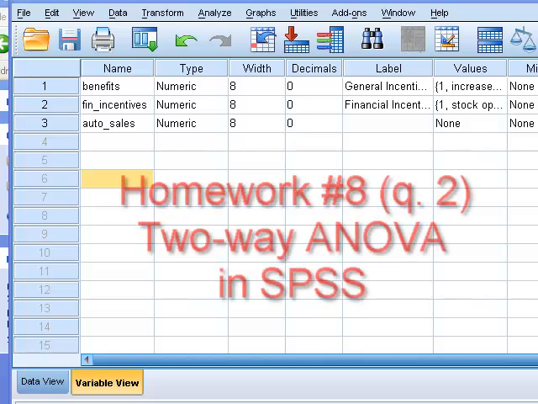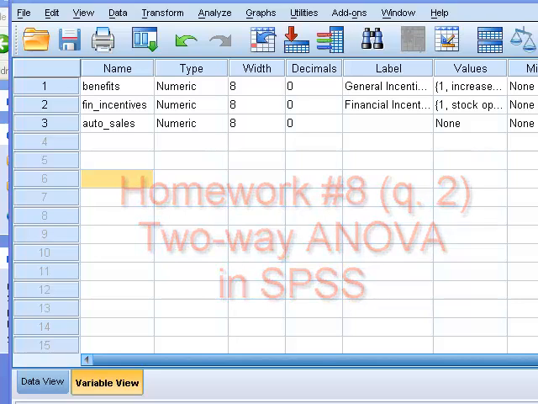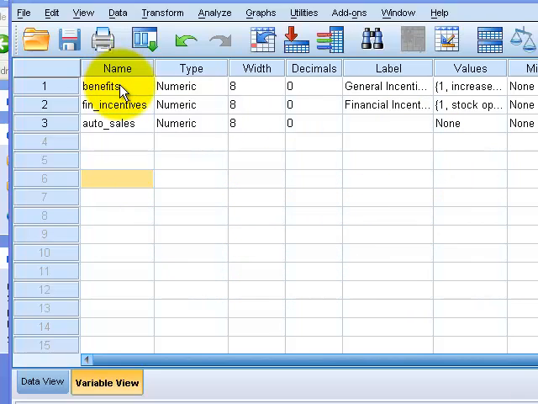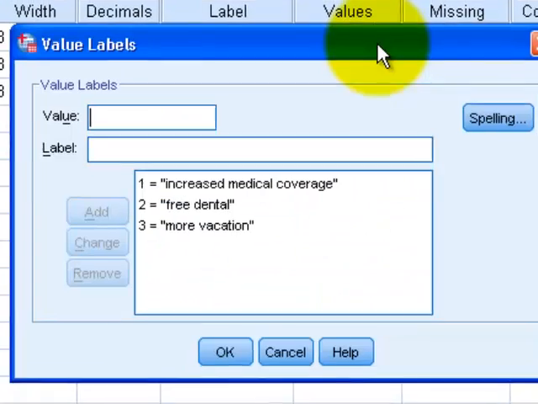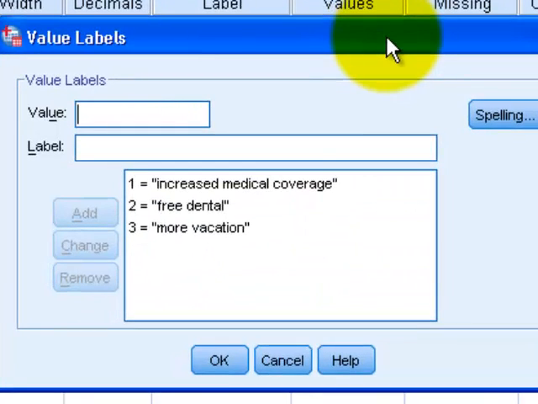All right, here's question number 2. I'm going to make this as fast as humanly possible. I already put the data in SPSS, right? So the first categorical IV was, what I put was the benefits package, okay? So that's the name of it. You go to values, you got to label your categories, your levels, right?